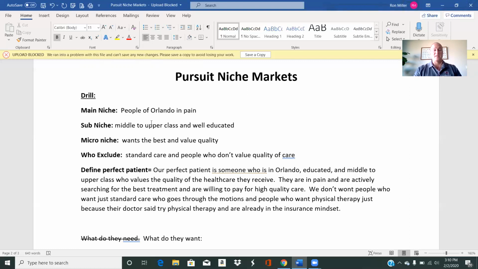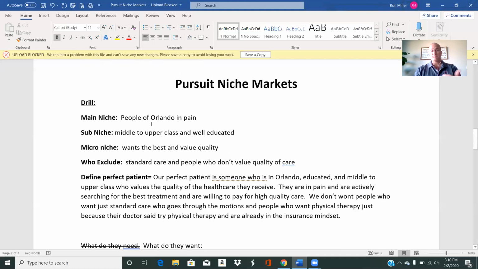So if I had to define my perfect patient, a perfect patient is someone who's in Orlando, educated, middle to upper class, who values the quality of healthcare that they receive. They are in pain, are actively searching for the best treatment, and are willing to pay cash for high quality care. We don't want people who just want standard care, who go through the motions, and people who just want physical therapy just because their doctor told them to go to physical therapy and they're already in that health insurance mindset. So that's my perfect patient in general.